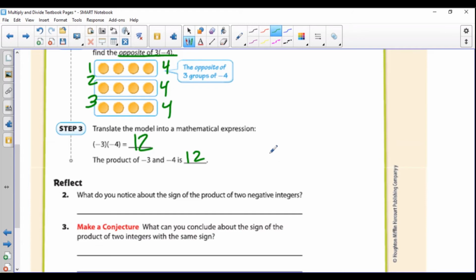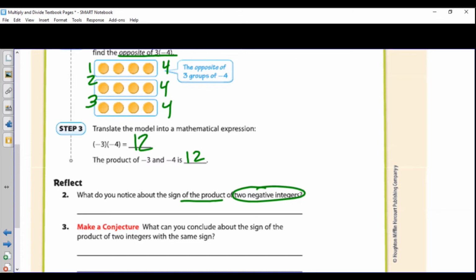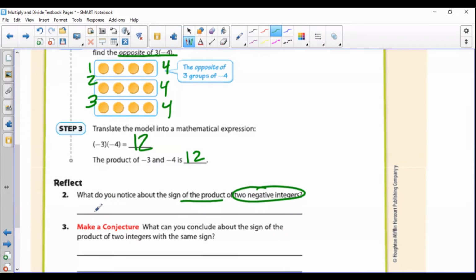Okay. So let's think about it. What happened to the sign of my answer when I had 2 negative integers? So over here we had 2 negative numbers, right? Let me hear from Brooklyn. Brooklyn, you can go ahead and unmute your mic. What happened when I multiplied a negative times a negative? What happened to my answer? Was it positive? Was it negative? It was a positive. Positive, right? My product was positive. And you can go ahead and mute your mic.